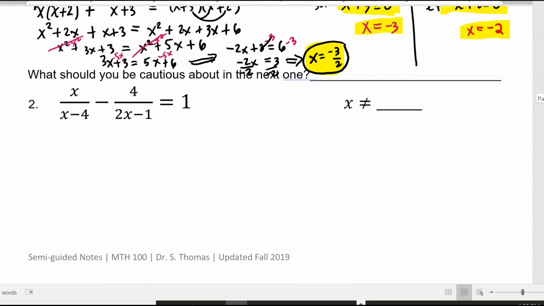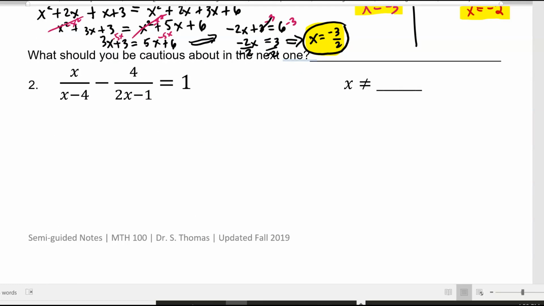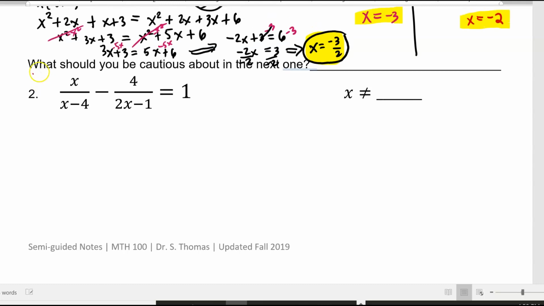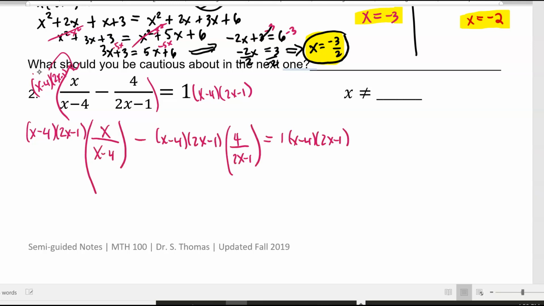The minus sign, so you're going to have to be very careful about this problem. What is the LCD? It is x minus 4 times 2x minus 1. So that's what we're going to multiply everything by. Now, we're going to do that times this. And again, if you are new to this, you need to write everything out like so. Now, what we didn't discuss is the restrictions. So what are the restrictions to this problem?